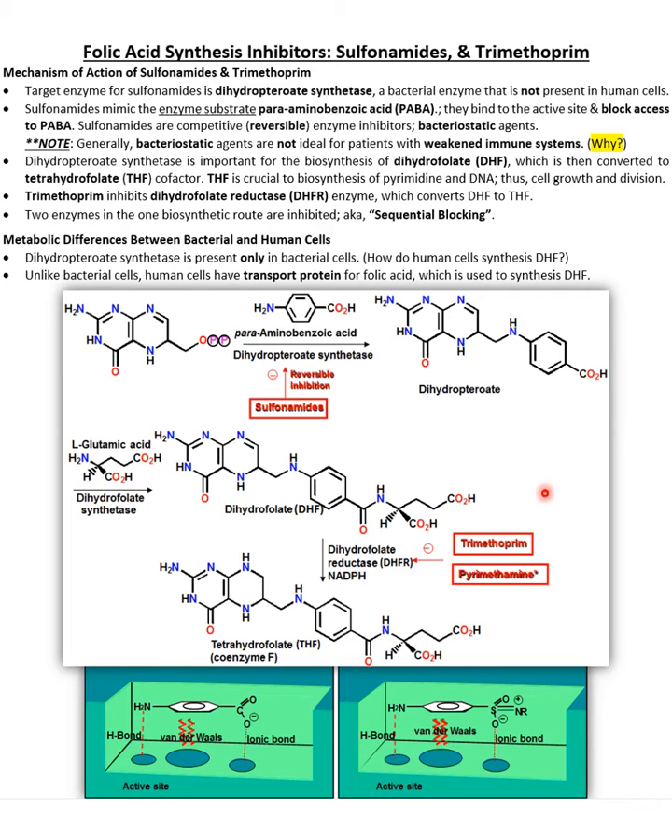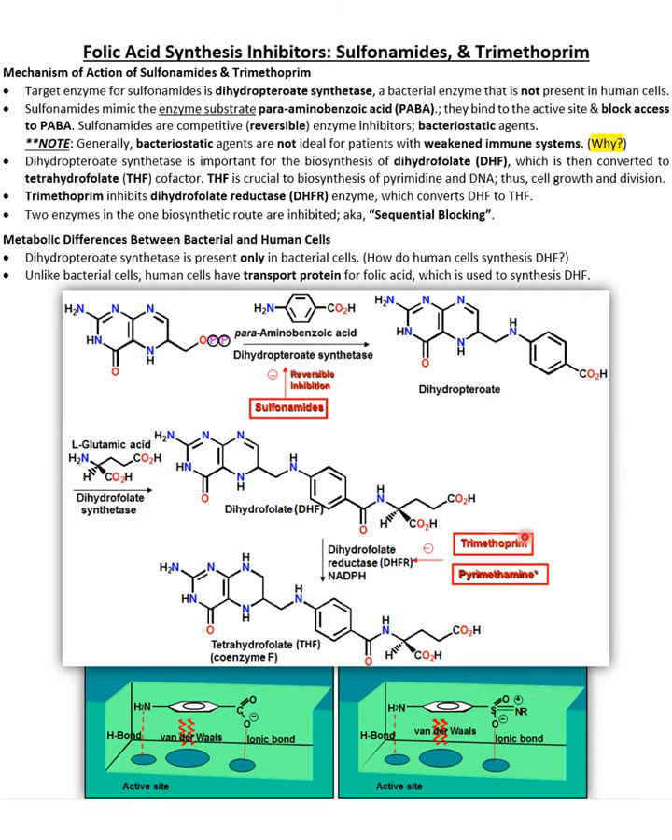Okay, so the next question is, well, can't bacteria then do the same? Can't bacteria convert the folic acid into this, since they already have the enzyme? And the answer is no, because the bacteria do not have the transport protein that is required to help transport the folic acid into the bacterial cell. Okay, so human cells do have the transport protein. They transport the folic acid into their cell and then convert it into this molecule.